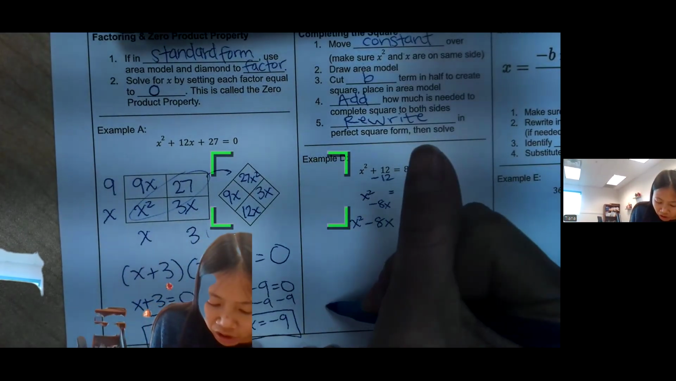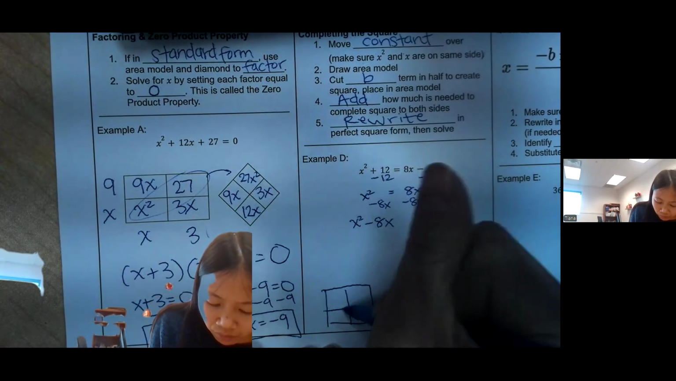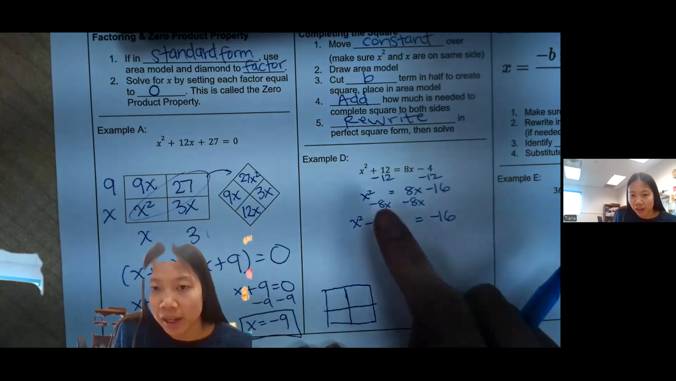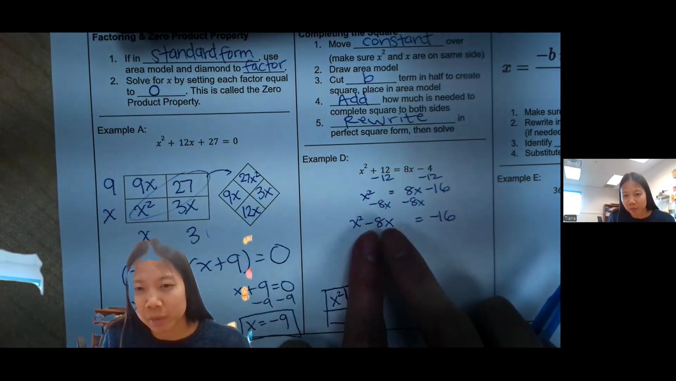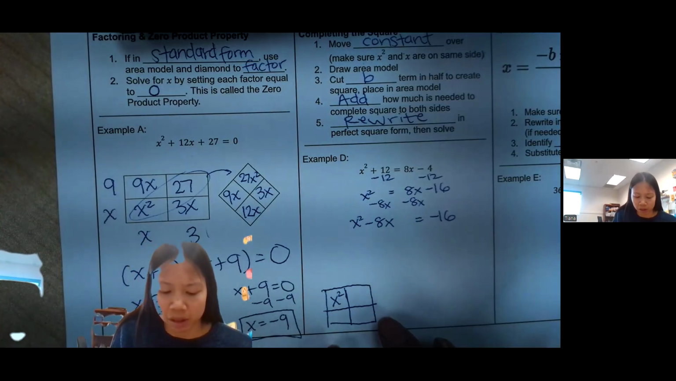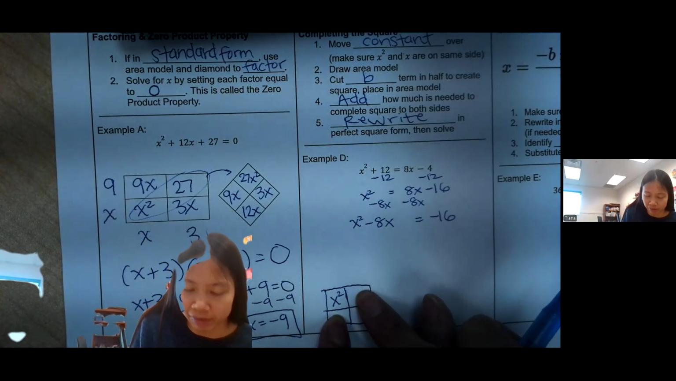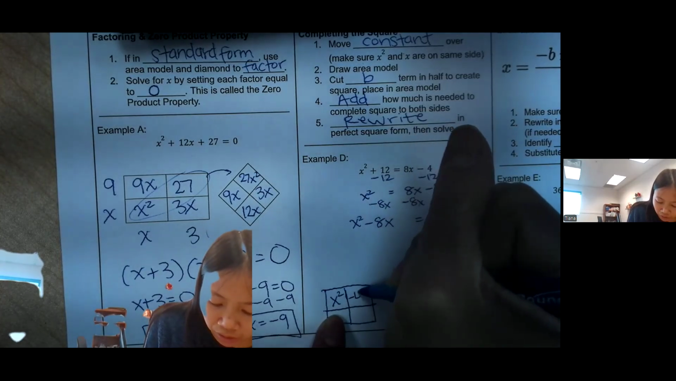I'm going to draw my area model just kind of off to the side here. I'm going to stick my x squared in the area model. And because I want to make a square, I'm going to split up this negative 8x in half. So I'm going to put half of it here and half of it here. Half of negative 8 is negative 4, so I'm going to put negative 4x here and negative 4x here.